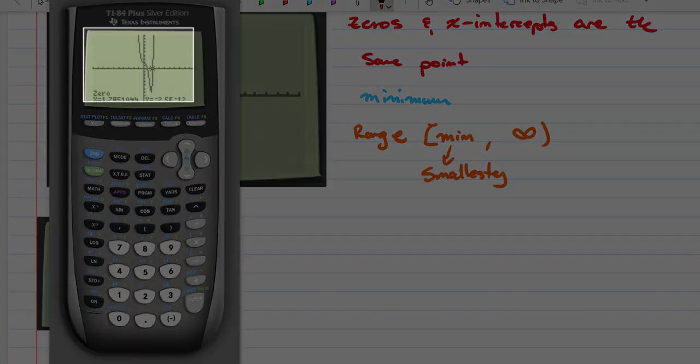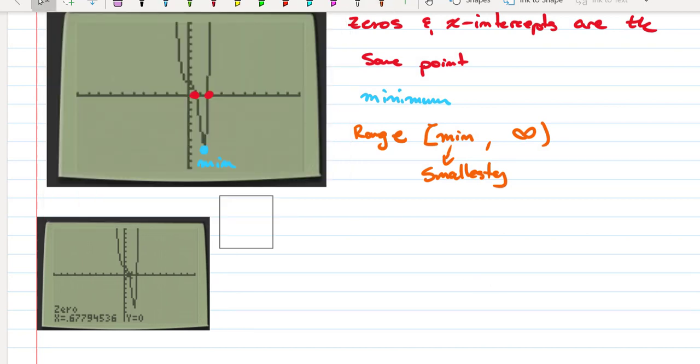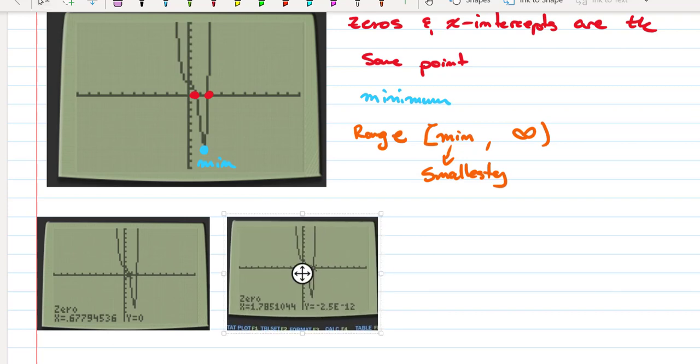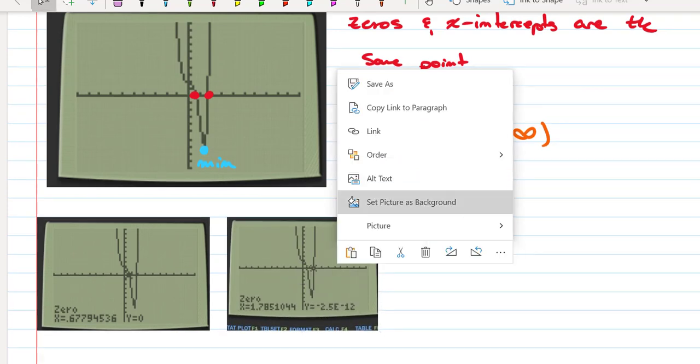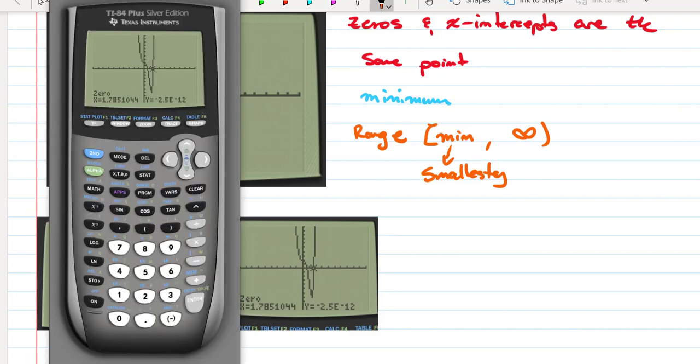Which in this case is about 1.78-ish. So now we have our two zeros, so 0.6779 and 1.785-ish. The last thing we need to find is the minimum. So we're going to go back into that same menu again, Second Trace, but this time we want our minimum, so we're going to choose choice number 3, and we're going to answer the same questions.